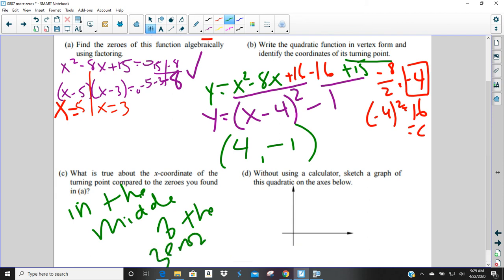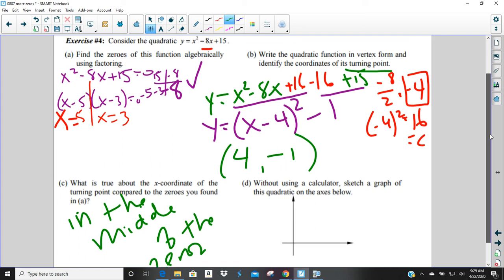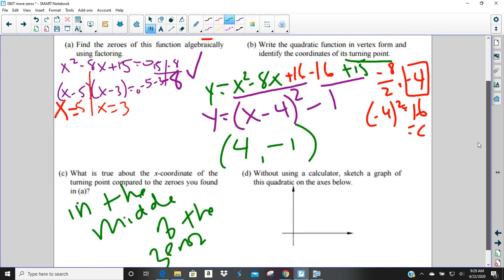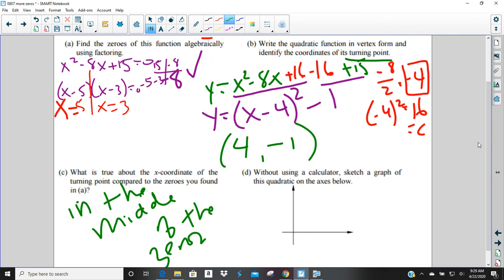Okay, so let's graph this thing. We know that it's a positive lead coefficient. That means it's going to be opening up. I know that my zeros are 3 and 5, and I know that my turning point is going to be (4, -1). So my graph is going to open up, and it's going to look something like this. And if we went to our calculator, which it says not to do, we would be able to see that too. Okay, and that was pretty easy.